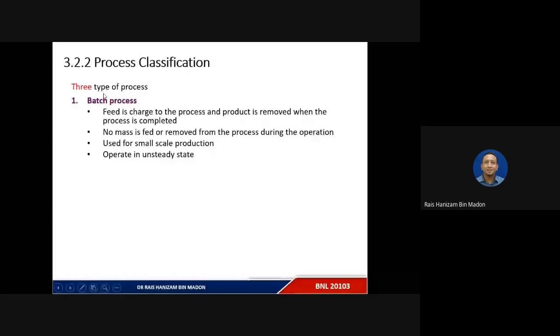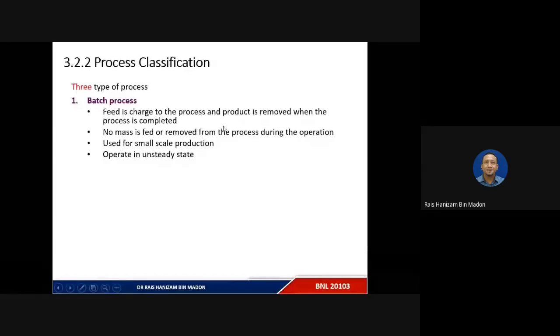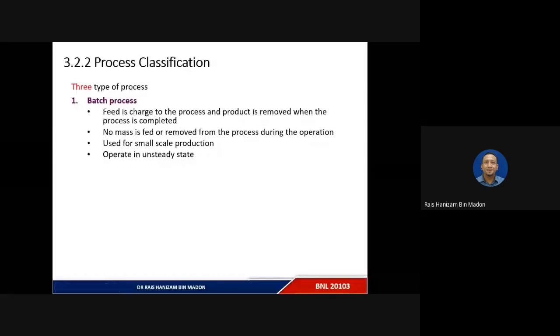Okay, next regarding the process classification. Basically, there are three types of process. This one is the batch process. Feed is charged to the process and product is removed when the process is complete. Okay, any example? Your hot coffee. Once you have completed your preparation of hot coffee, you then drink or consume the coffee. So we call it a batch process. Here you can see that no mass is fed or removed from the process during the operation. Used for small scale production.